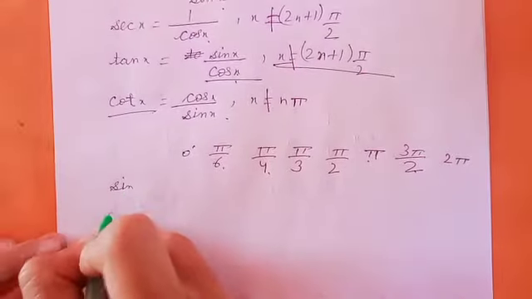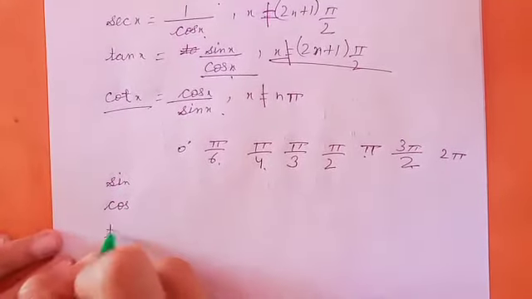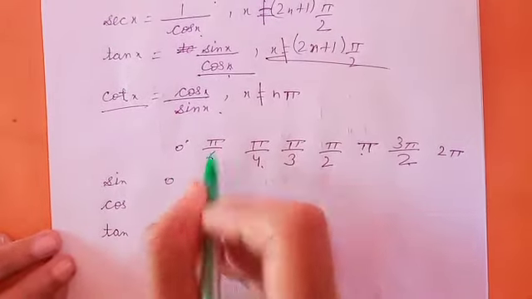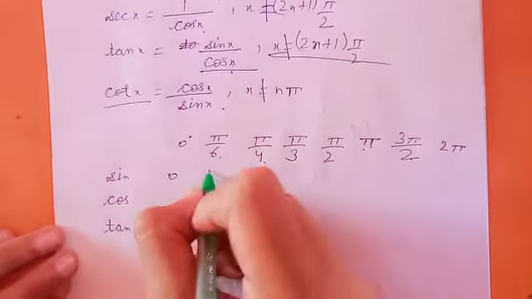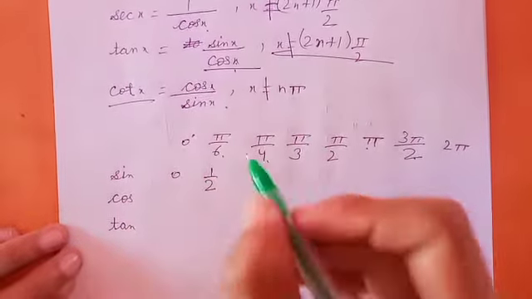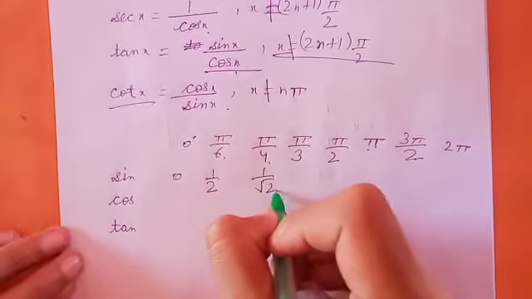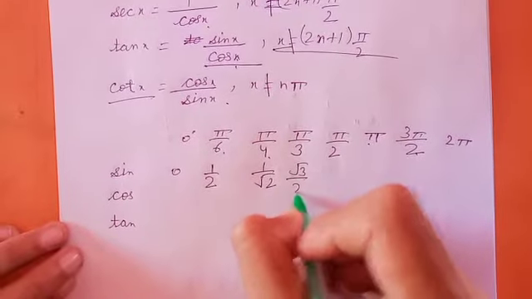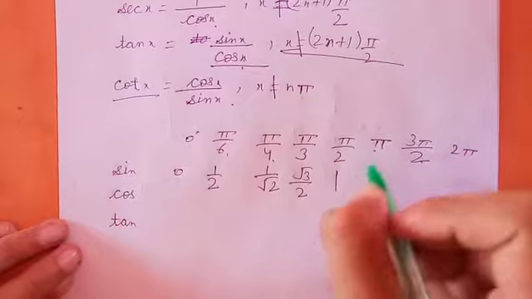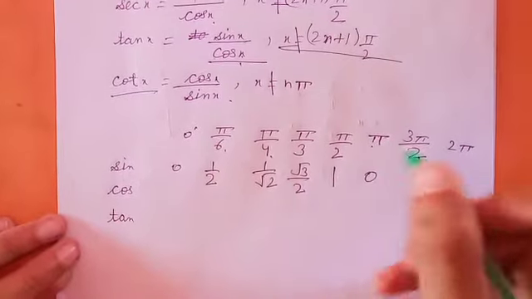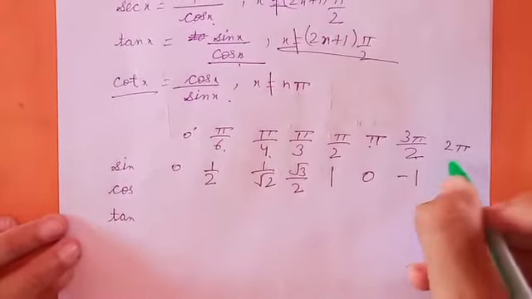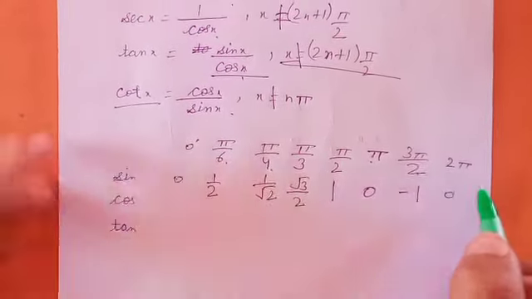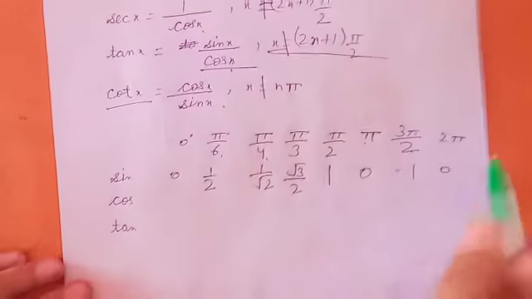We'll take the case of sine, cos and tangent. Sin 0 is 0. Sin 30 or sin pi by 6 is 1 by 2. Sin pi by 4 is 1 by root 2. Sin pi by 3 is root 3 by 2. Sin pi by 2 is 1. Sin pi is 0. Then it is minus 1 and it becomes again 0. These cases we have learnt earlier.